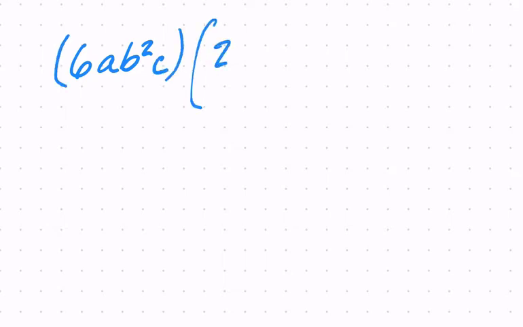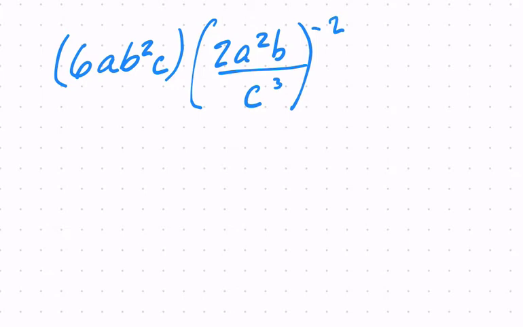So in this video, what we're going to do is deal with laws of exponents when we have a bunch of factors written on a page. So I have 6 times ab squared c, and then we're multiplying that by 2a squared b over c to the third, and that is being raised to the negative second. So what can we do here?